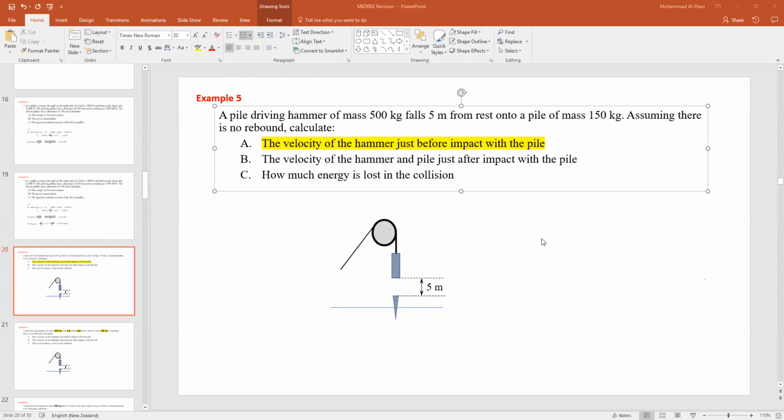All right. To answer this type of question, it's very easy. Let's do it step by step. A pile-driven hammer of mass 500 kg falls 5 meters from rest onto a pile of mass 150 kg, assuming there is no rebound. And calculate the velocity of the hammer just before impact.